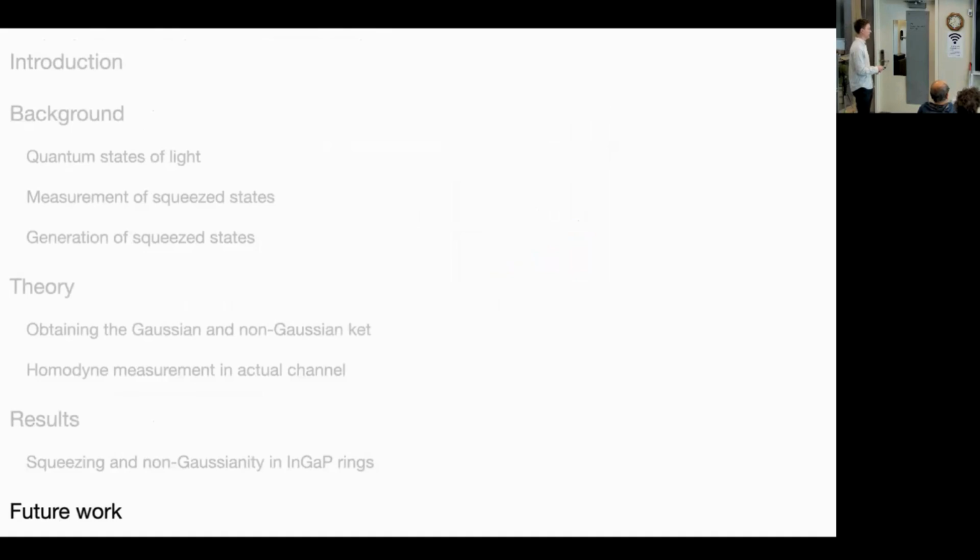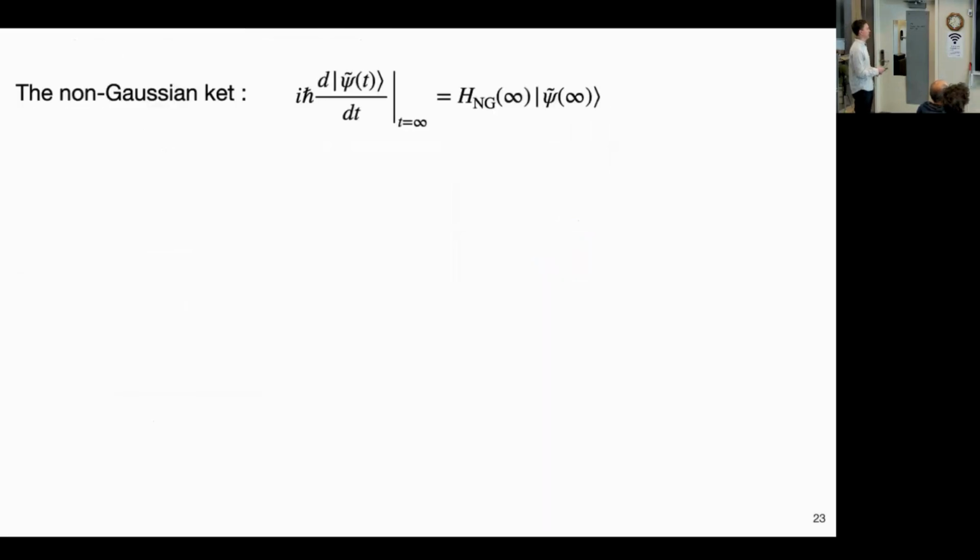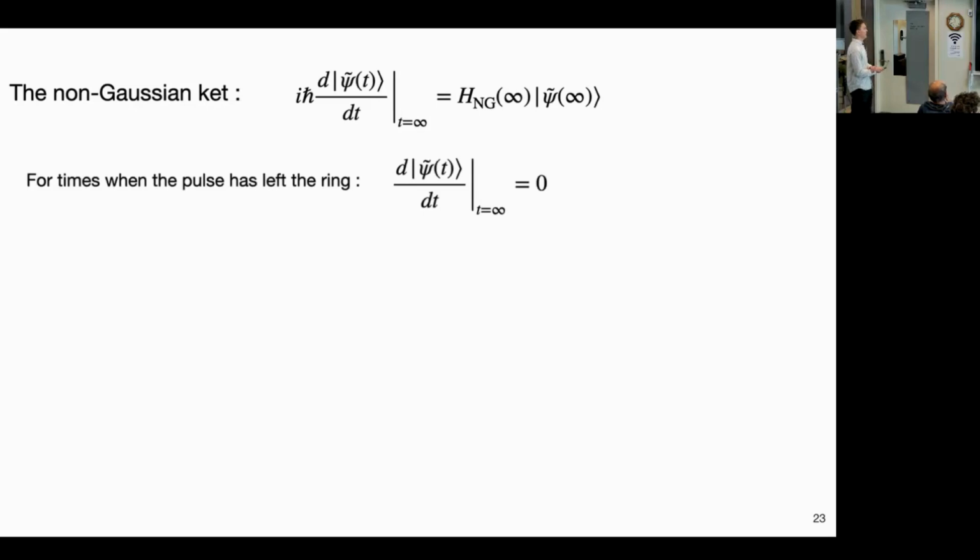And so I'll finish with future work. In the asymptotic fields approach, there is a nice way to frame this non-Gaussian ket, I believe, and this is for future work. If you recall, the non-Gaussian ket is a solution of this Schrodinger equation, but I've evaluated it at an infinite time. The reason I've done that is because at an infinite time, the pulse has left the ring. There's no more generation of light. So the derivative of the non-Gaussian ket will go to 0.